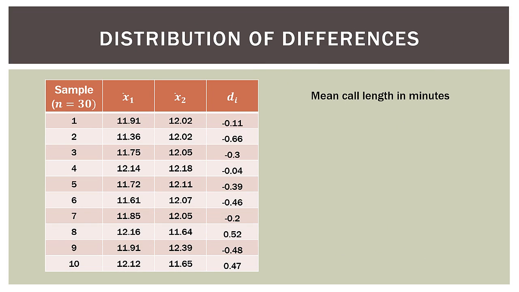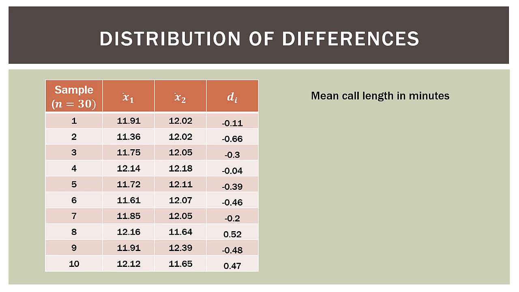So let's say we did that, and we did it 10 times here. The first time we took a sample of 30 from call center 1, we had a mean call length of 11.91 of those 30 calls. Then we did the same thing for call center 2, and that has a mean of 12.02 minutes. So the difference between those two is minus 0.11, or negative 0.11 minutes.